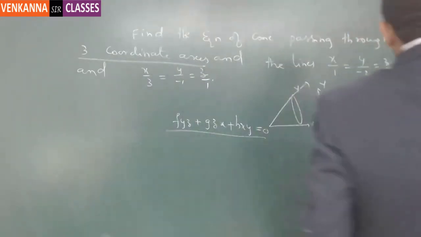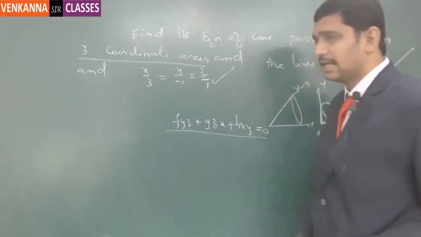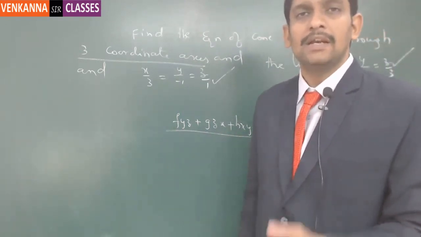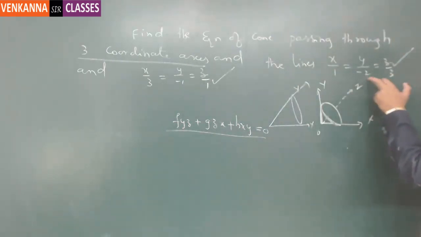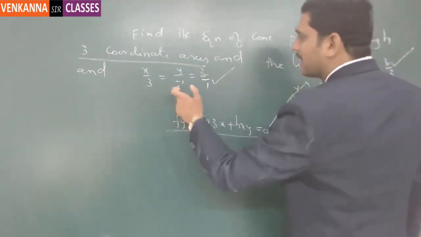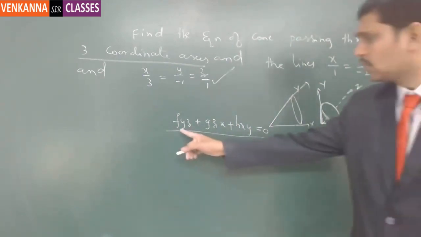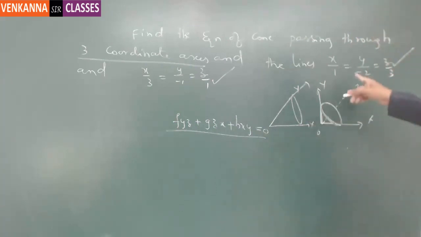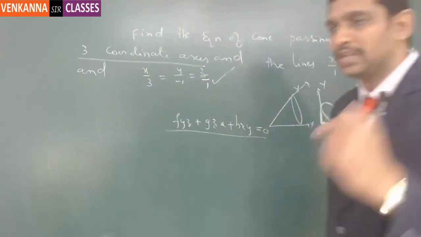Since it contains 2 more generators, as we mentioned, whenever you have a generator, the DCs of the generator must satisfy the cone equation. So 1, minus 2, 3 will satisfy this equation, and 3, minus 1, 1 will satisfy this equation. So in this cone equation, in place of x, y, z, I am substituting 1, minus 2, 3 and I am substituting 3, minus 1, 1. I will get 2 equations.